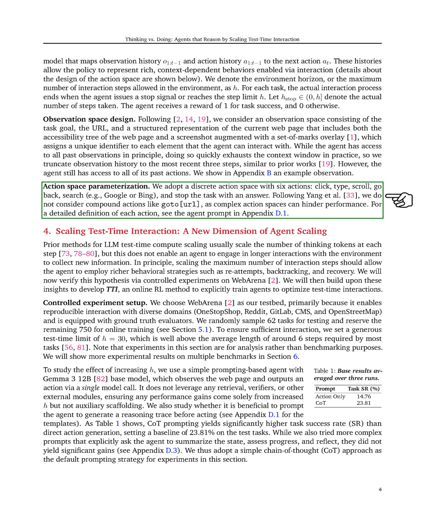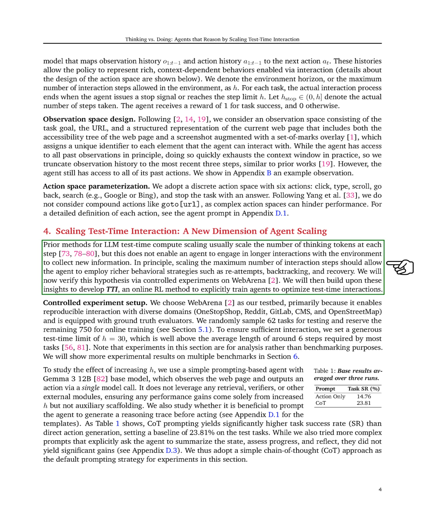We set up a discrete action space with 6 possible actions: click, type, scroll, go back, search, and stop the task with an answer. We avoid complex actions to maintain performance.